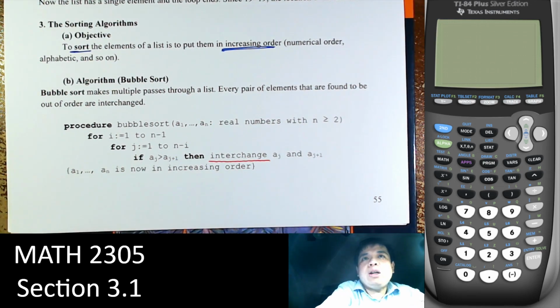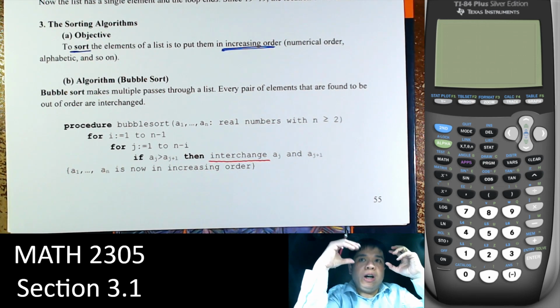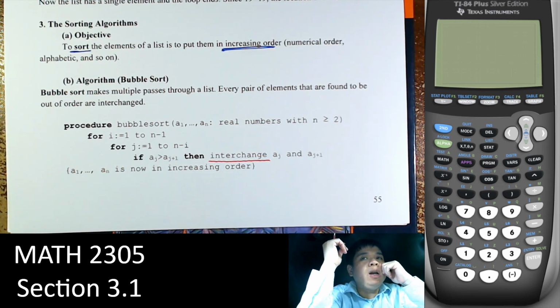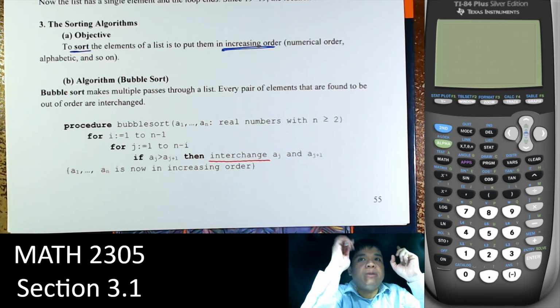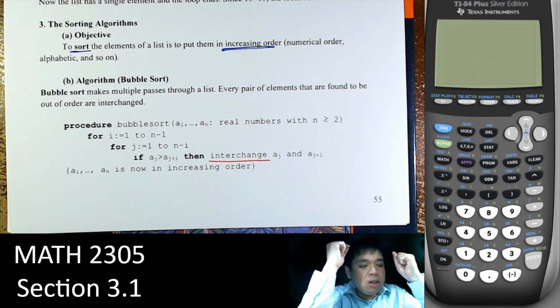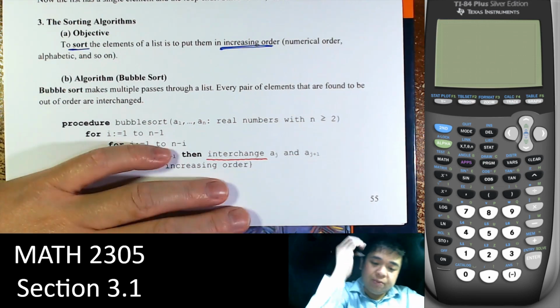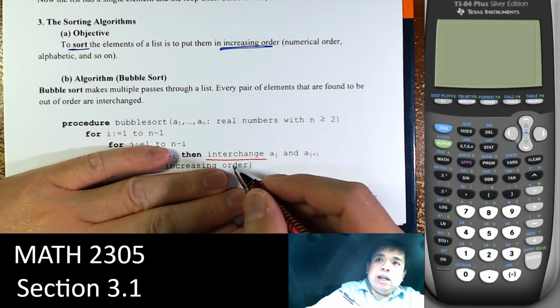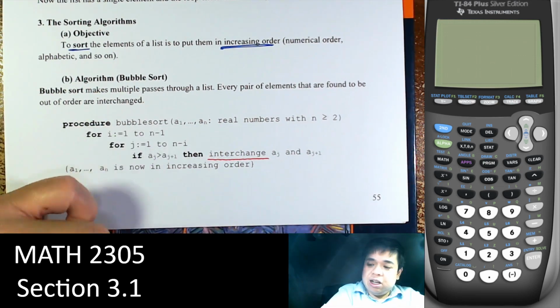How can we perform interchange of two values? In the calculator, we cannot say interchange A and B. That's nice, but most computer programs don't have that. So we have to do the interchange like this. For example, let me look at an example here.